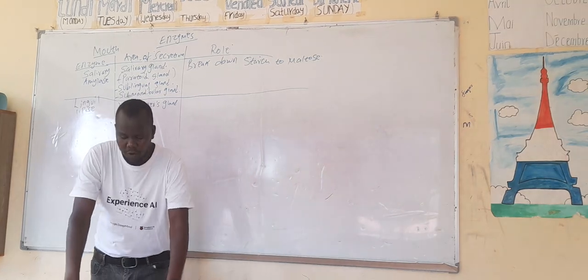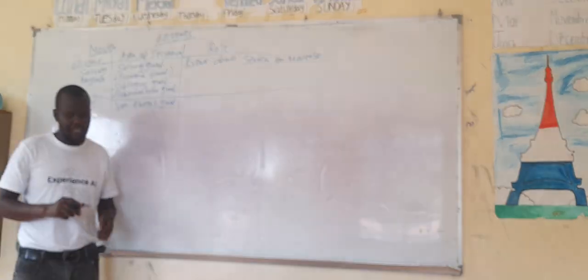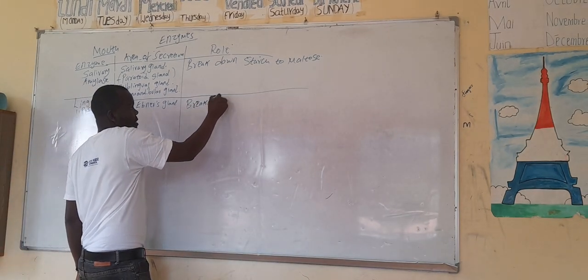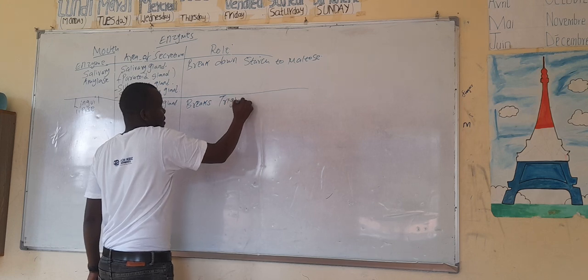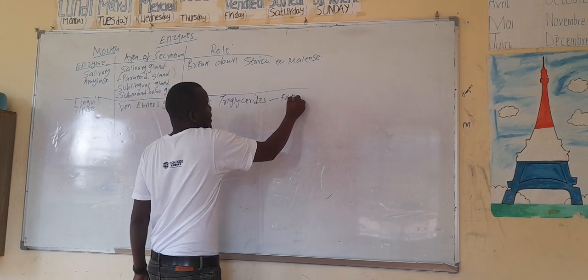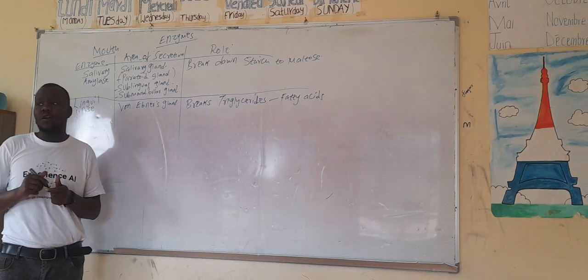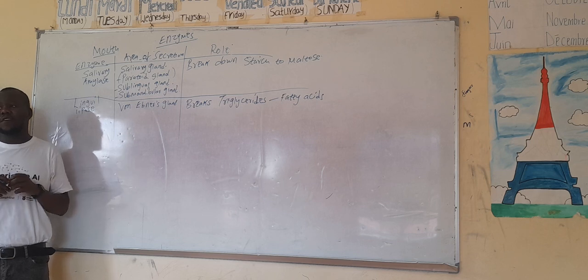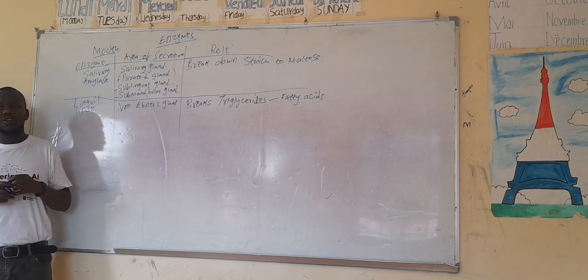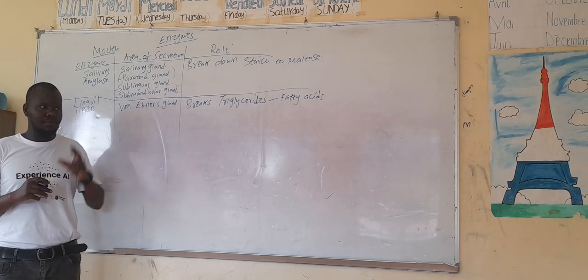And it will be breaking down fats, triglycerides, into fatty acids. But this one is not the main area where we break the fats. Fats will mainly be broken down by pancreatic lipase at the duodenum.